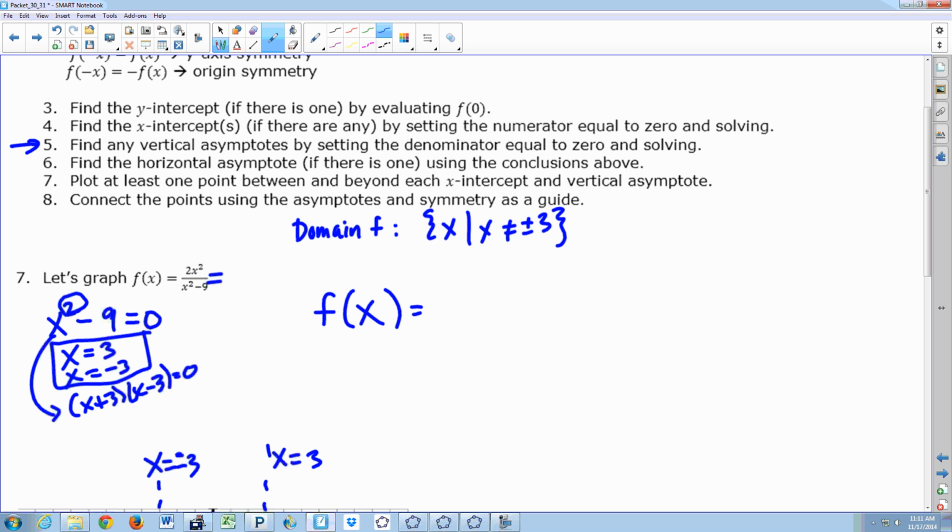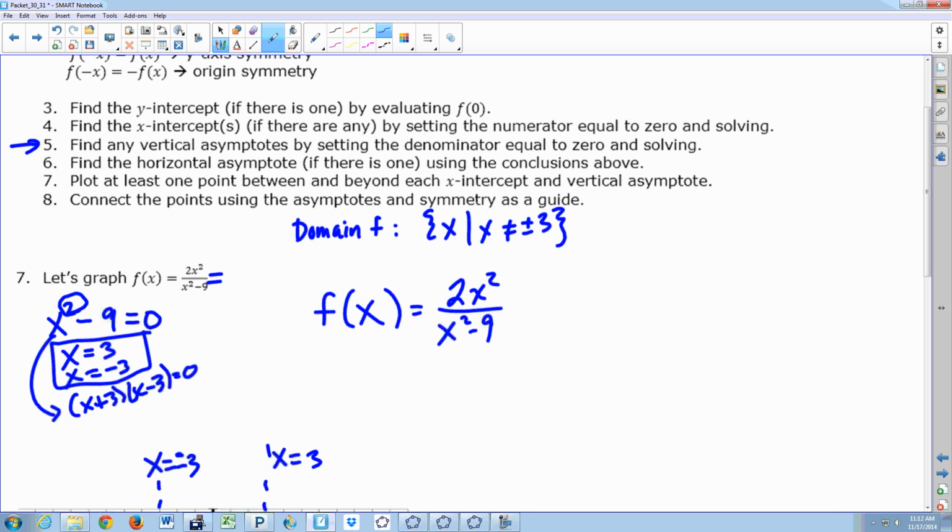So now I have to determine if I have any kind of symmetry. And why does that help me? Because if I have even symmetry, all I have to do is draw half of my graph, either the half of the graph to the right of the y-axis or the half to the left of the y-axis, because they're mirror reflections of each other. Or if it has origin symmetry, same thing. I draw half the graph and then I reflect it over the origin.